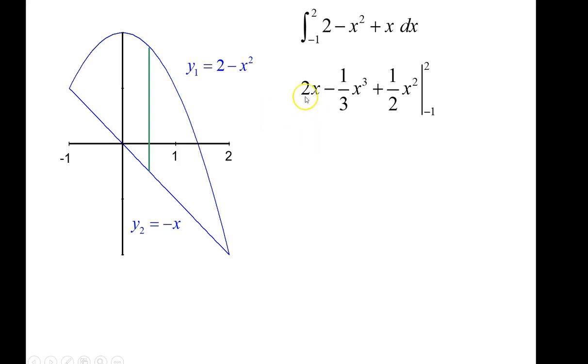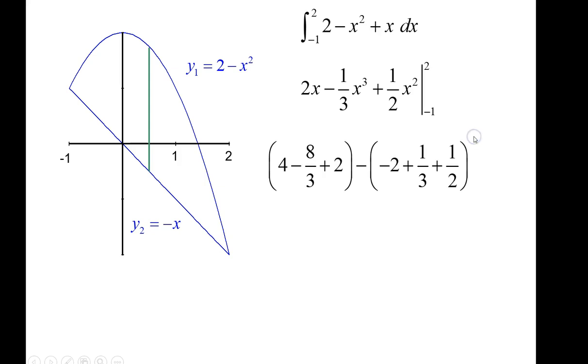So the fundamental theorem of calculus says we find the antiderivative for these three functions. So 2x minus 1/3 x cubed plus 1/2 x squared. That's the antiderivative of each of these parts. And then the fundamental theorem says we evaluate it at the upper limit of 2 and then subtract the value at the lower limit of -1.